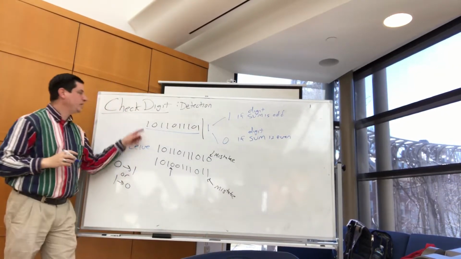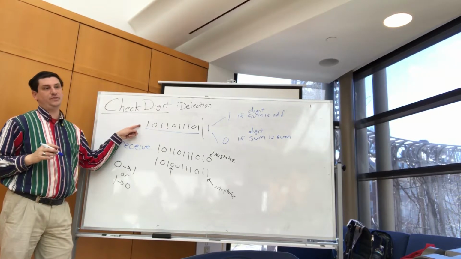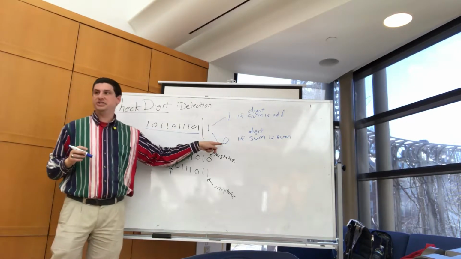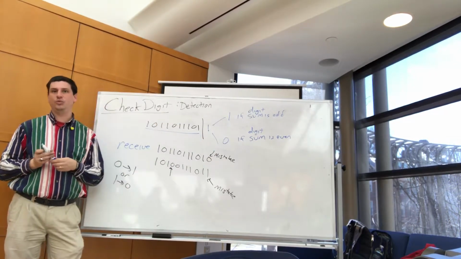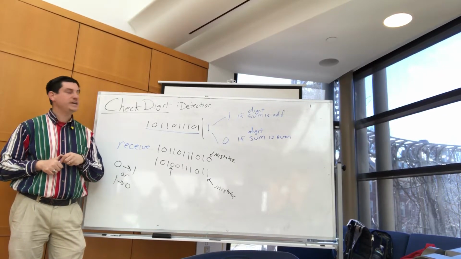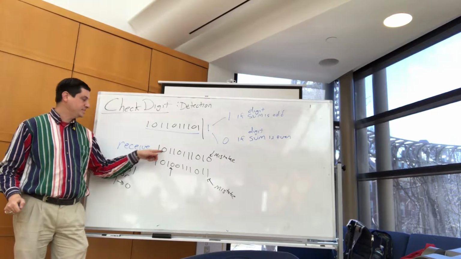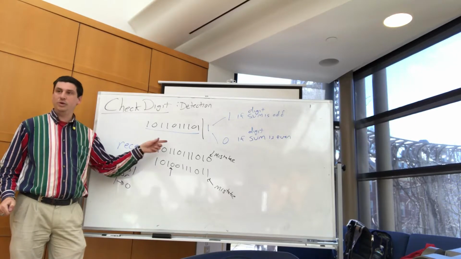So it's the same as, do we have an odd or an even number of ones? If we have an even number of ones, the check digit is 0. If we have an odd number of ones, the check digit is 1. The problem is it only catches certain types of mistakes. It catches a 0 being sent as a 1 or 1 being sent as a 0.